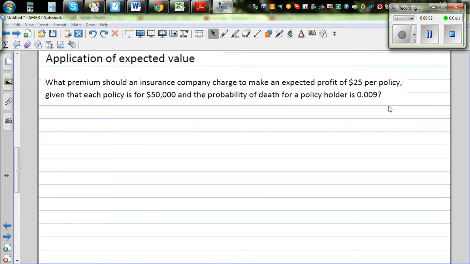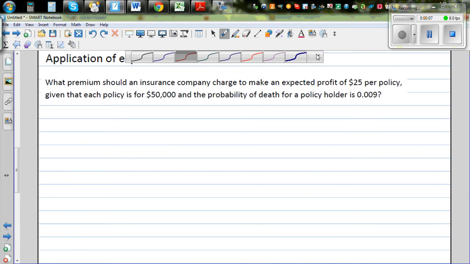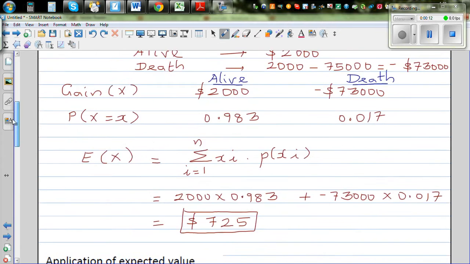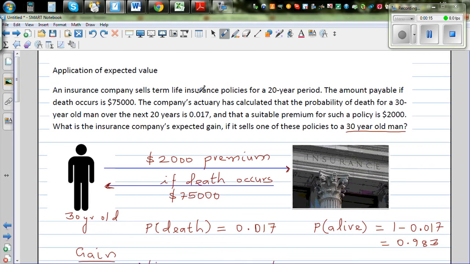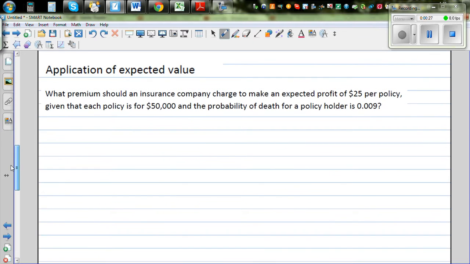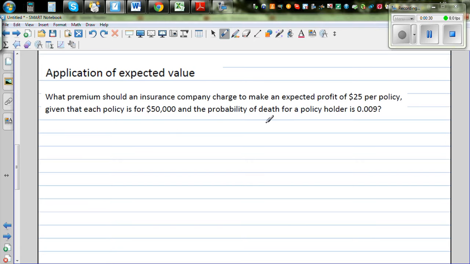Continue with the application of expected value. So let's read again a question on insurance policy. In the previous video, if you have seen, we talked about how insurance companies decide a particular premium and also decide and can find what's the expected gain that they can have. Now here it's a related question. What premium should the company charge to make an expected gain of $25 per policy?